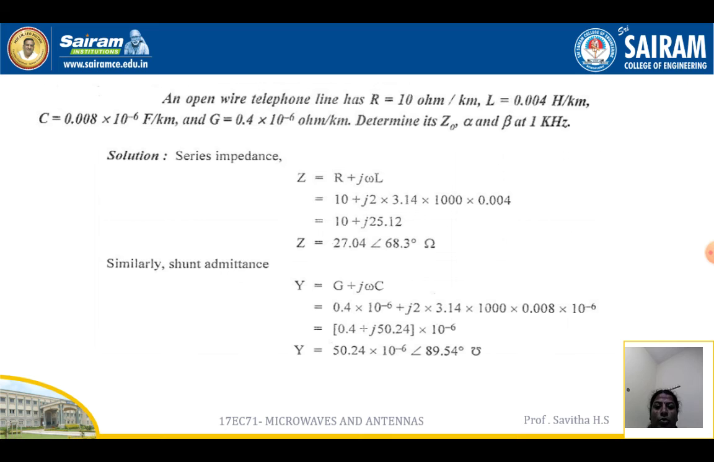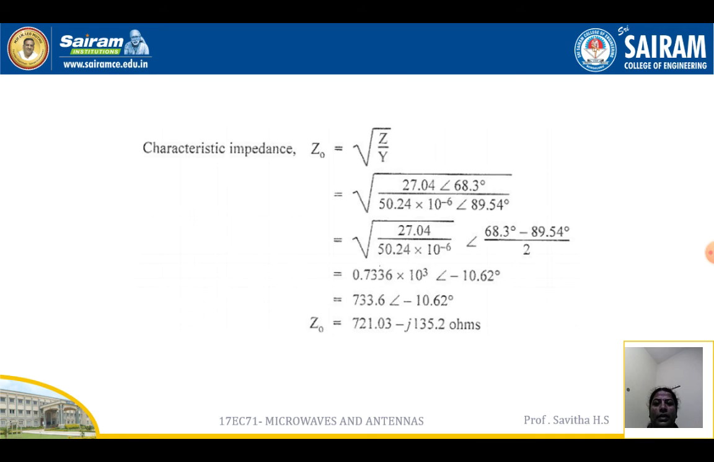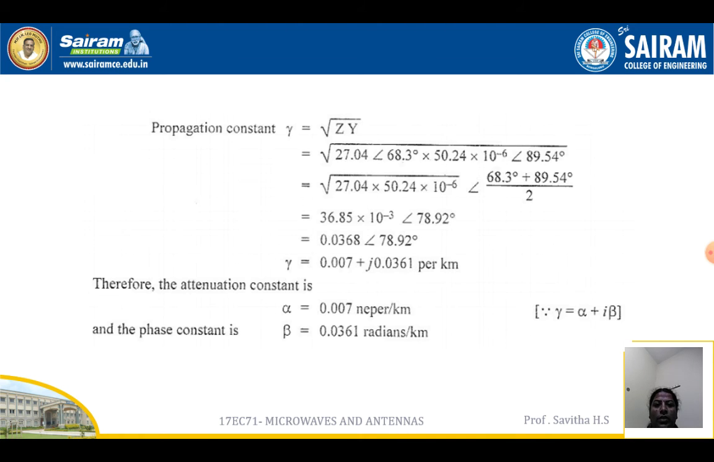The shunt admittance is Y = G + jωC. So Y is equal to 50.24 × 10^-6 ∠89.54 degrees. Characteristic impedance is the square root of Z by Y. So substituting the values, Z0 is equal to 721.03 − j135.2 ohms. Again, the propagation constant, we already know, is the square root of Z into Y. So the propagation constant is 0.007 + j0.036 per kilometer.